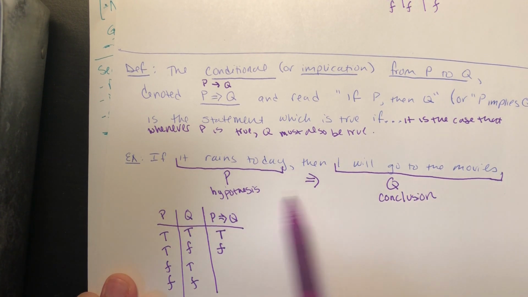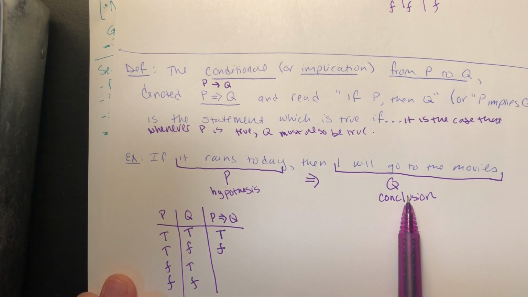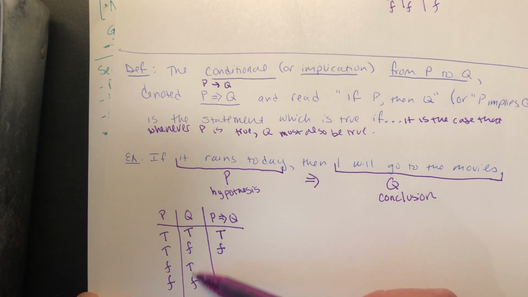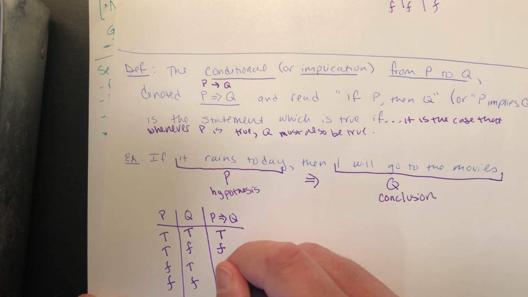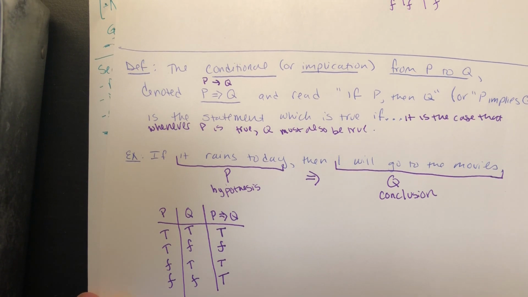So we say that if it doesn't rain, well, this statement really didn't make any promises here, so it doesn't matter whether you go to the movies or not. In other words, the conclusion doesn't really matter. If the hypothesis is false, we would say that this entire implication is vacuously true, just because it didn't really make any promises if the hypothesis is false.